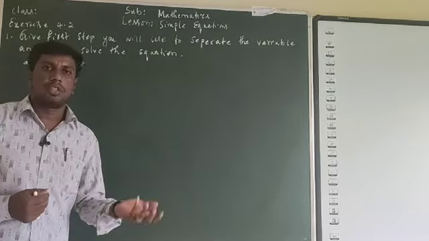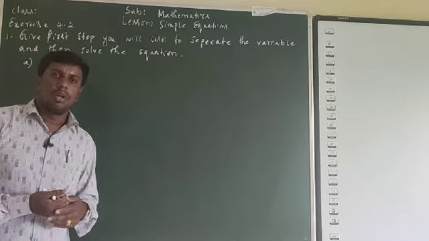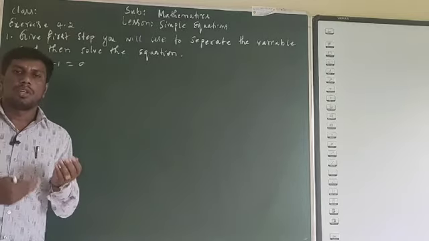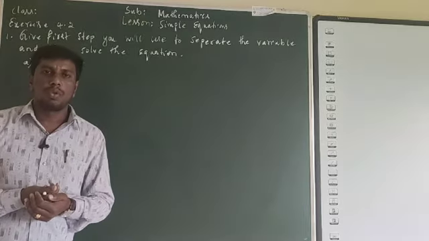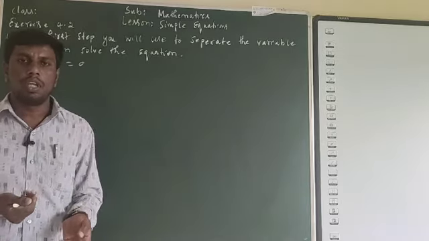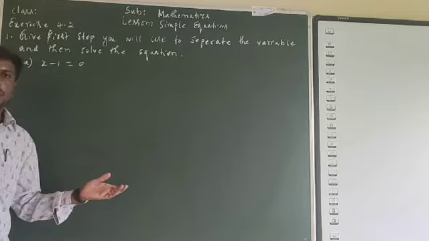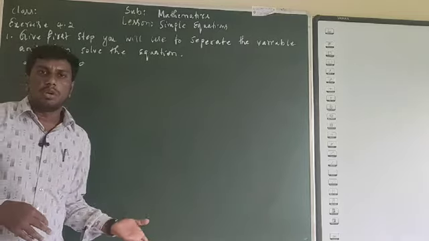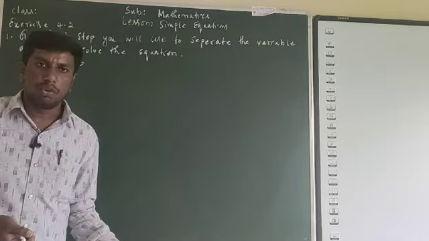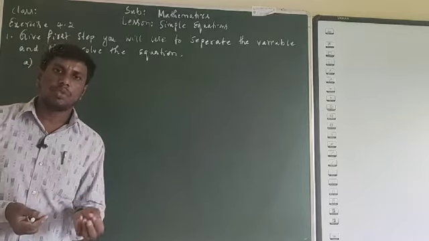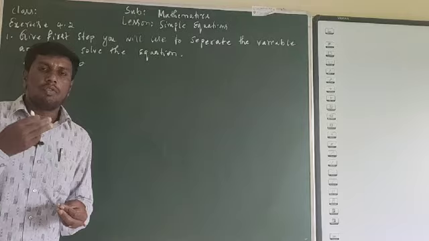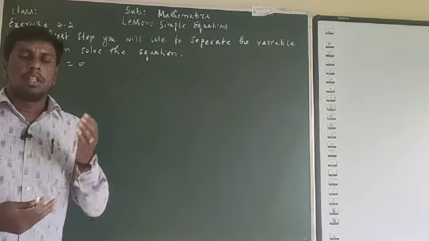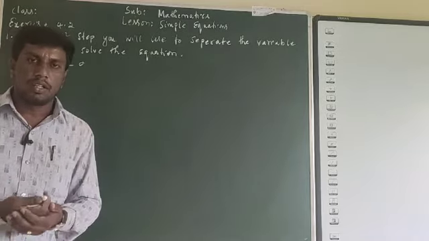So, in the last session, I had discussed how to find a solution for the simple equation. It means how to solve the equation. Solving the equation is nothing but finding the solution of the equation. What do you mean by solution of the equation? Solution of the equation is nothing but the value of a variable for which the equation is satisfied, right?